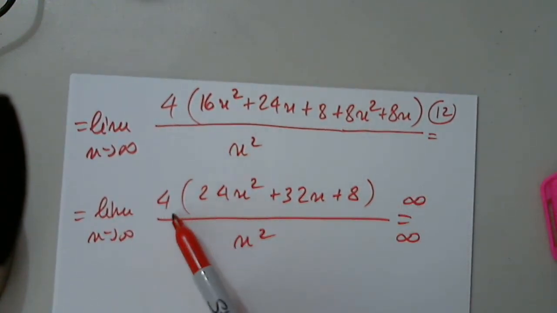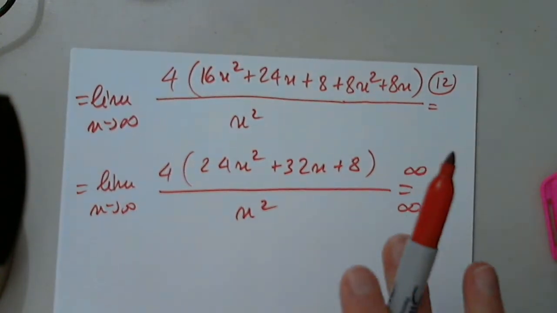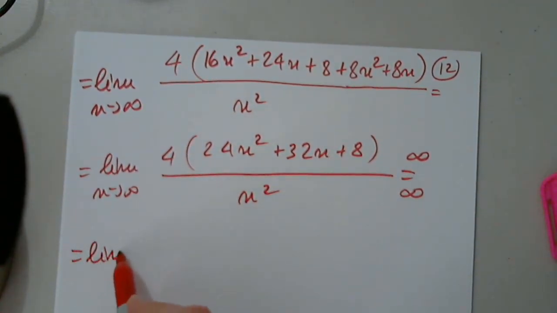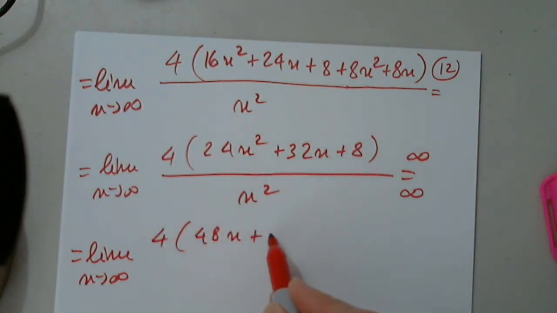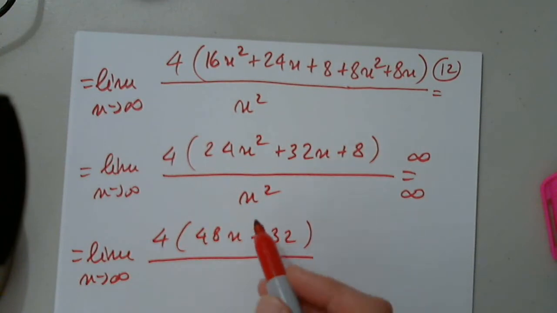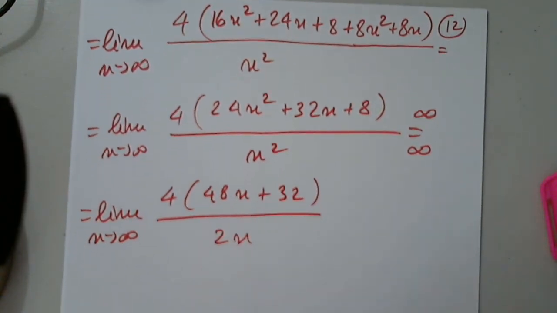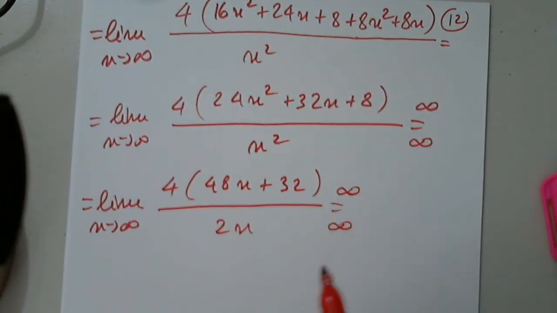We know that the answer is going to be this because this is 1, but that's okay. Let's say we don't see that. Limit as n approaches infinity, I differentiate the top and I get 48n plus 32. I differentiate the denominator and I get 2n. Again, I have infinity over infinity.